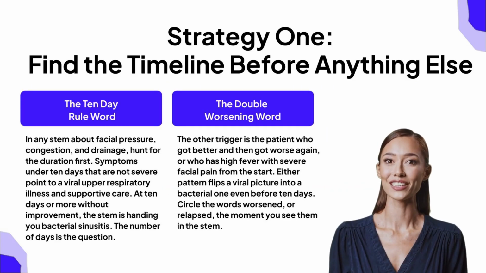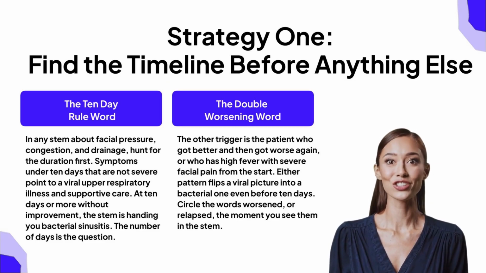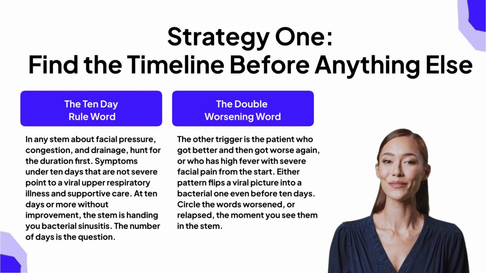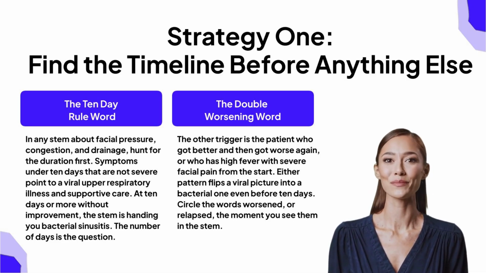Strategy 1. Find the timeline before anything else. In a stem about facial pressure, congestion, and drainage, hunt for the duration. Under 10 days and not severely ill means viral upper respiratory illness, and the answer is supportive care. 10 days or more without improvement means the test is handing you bacterial sinusitis. The number of days is the question.